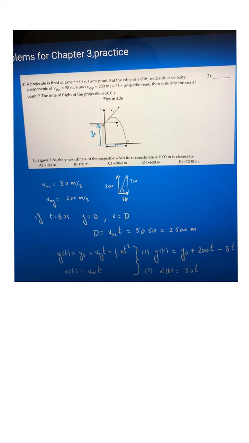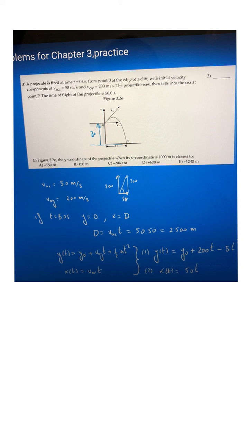Okay, so question 3 for chapter 3 says a projectile is fired at time t equals 0 from point 0 at the edge of a cliff with initial velocity components of v0x equals 50 meters per second and v0y equals 200 meters per second. The projectile rises and falls into the sea at point P.